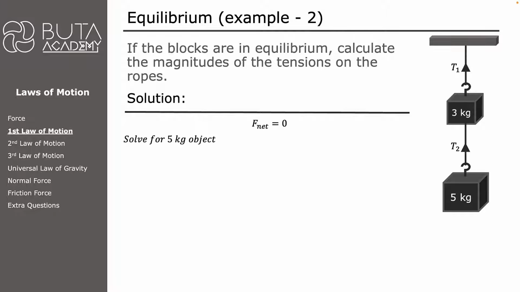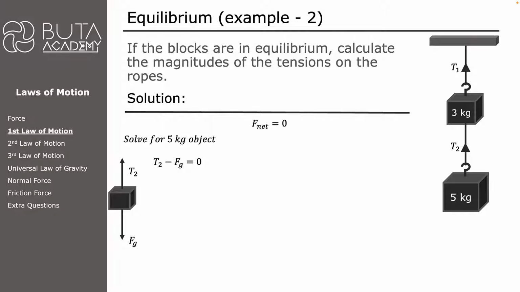Let's start with the 5 kg object. There are only 2 forces applied on this object, tension 2 and force of gravity. If we choose upwards as a positive direction, the equation for this object will be tension 2 minus force of gravity is equal to 0.